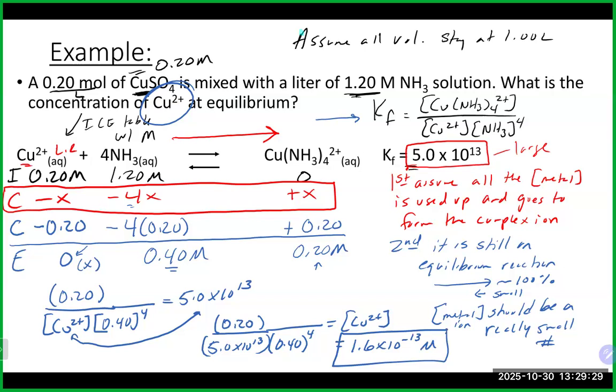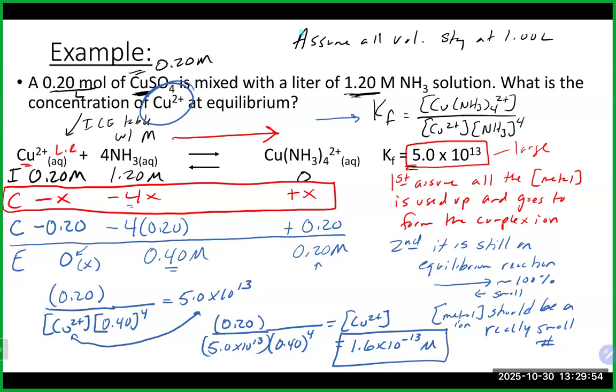Is that concentration a big number or a small number? It's a super small number. Basically, there's nothing there, right? And that validates our first assumption that pretty much all of that copper is going to be tied up in that complex ion. But if you want to go out about 12 decimal places, you'll have a little bit of free copper ions floating around.